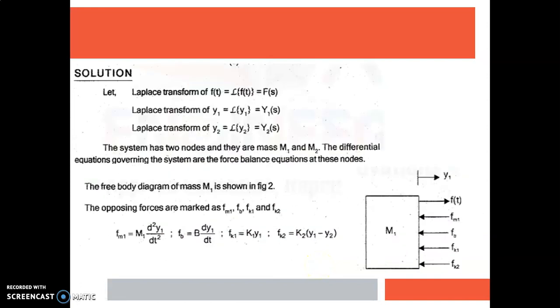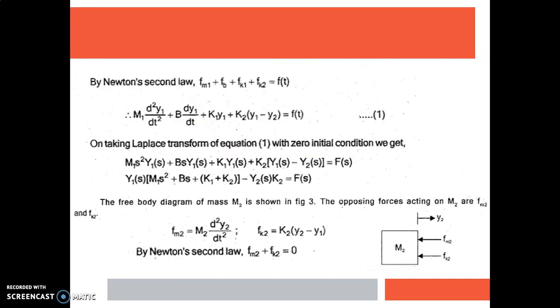So the third step is complete. We have already found the free body diagram of the first mass element. The next step is to arrive at the force balance equation for these elements, or for each node, we have to write the force balance equations.